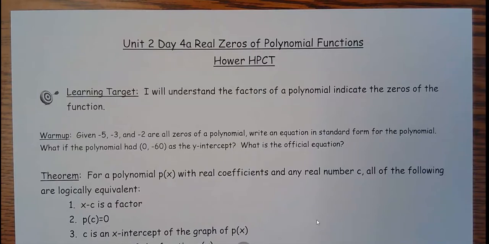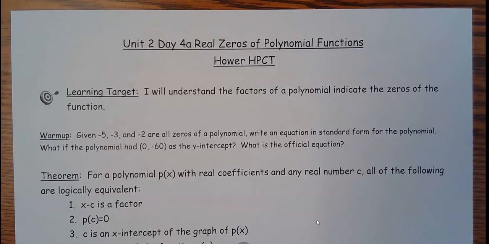So learning target, I will understand the factors of a polynomial indicate the zeros of the function. We talked about that a little bit a couple days ago. That if x minus 2 is a factor, that means 2 is a zero of the function. So here's a quick little warm-up.